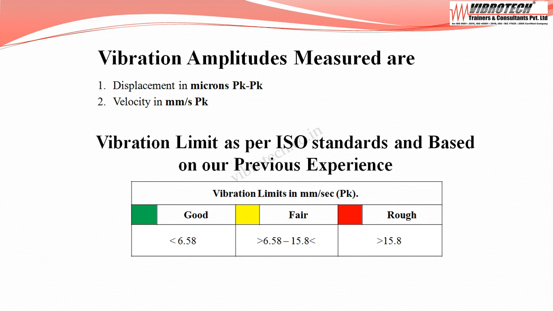Now onto the vibration limits. As per ISO standard and with our previous experience, when the velocity falls below 6.58 millimeters per second peak, it is considered as good. When the velocity falls between 6.58 to 15.8 millimeters per second peak, it is considered as fair. And when the velocity falls above 15.8 mm per second peak, it is considered to be rough.